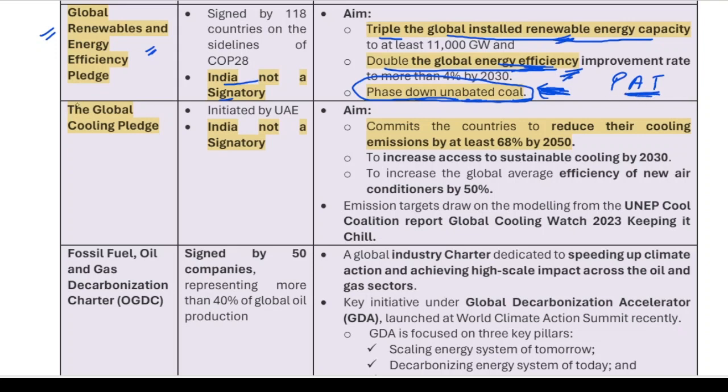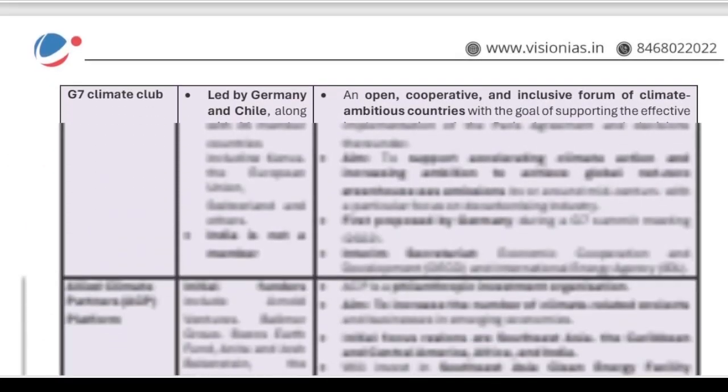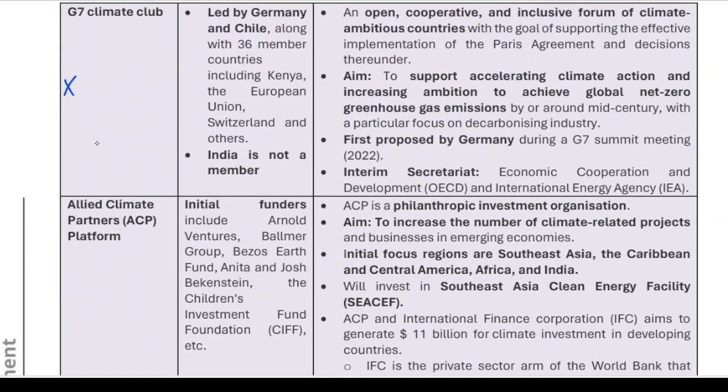Okay, now another initiative that was launched was the Global Cooling Pledge. India is not a signatory again. Signatories are committed to reduce their cooling emissions by at least 68%. India can't do it, as at least 68% is very high. This is just a protocol by the developed nations to reduce the growth of the developing countries. So India has not joined this Global Cooling Pledge. These things are not very important according to me, and don't have a very good cost-benefit ratio, so we will just leave this.